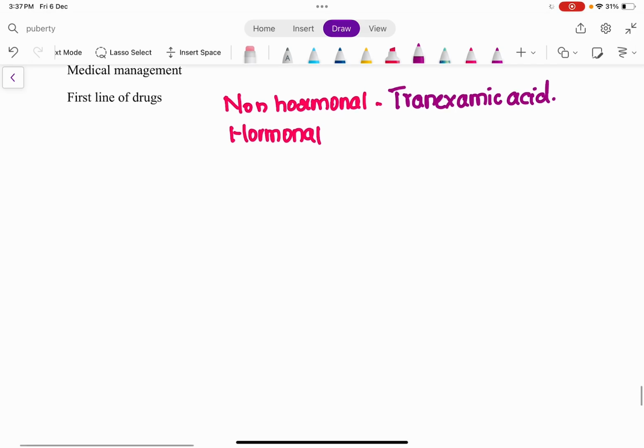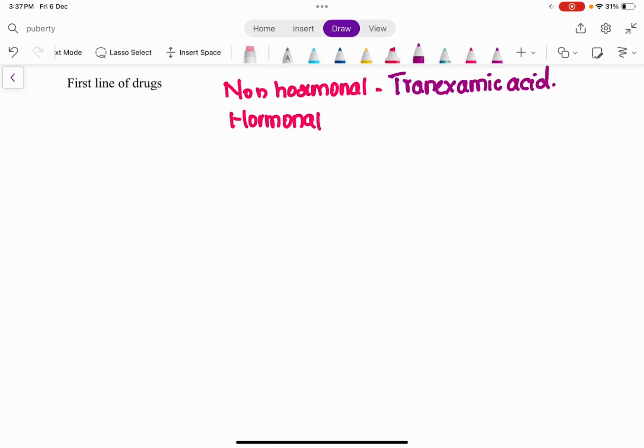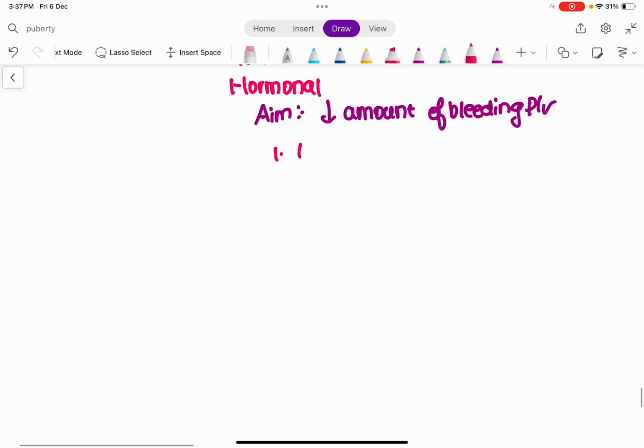And what are the hormonal management? The main aim of hormonal management is to decrease the amount of bleeding. So the drug which I'm going to give is to decrease the amount of bleeding in that patient. So what can you achieve? You can either give oral combined pills, estrogen plus progesterone, or you can give progesterone.